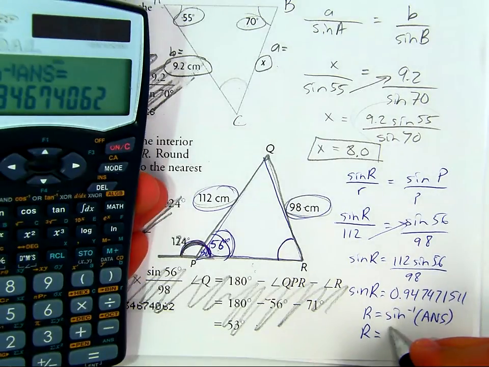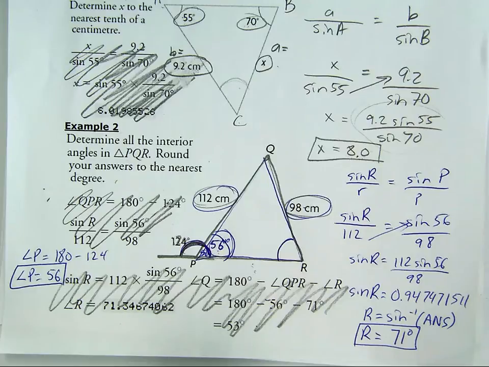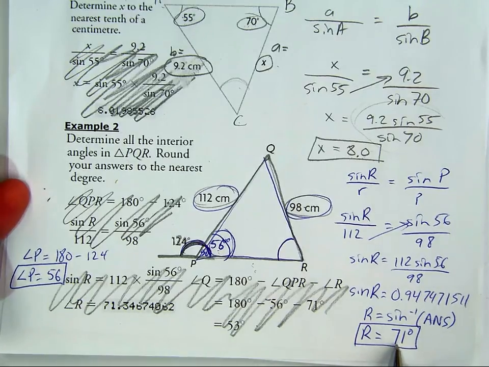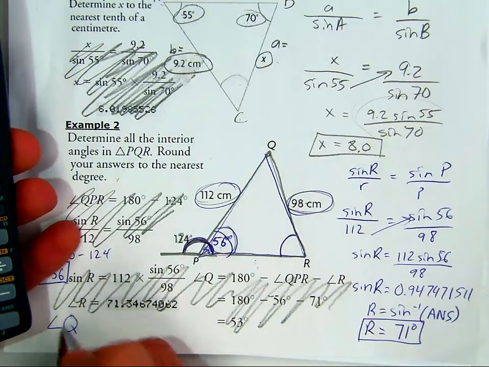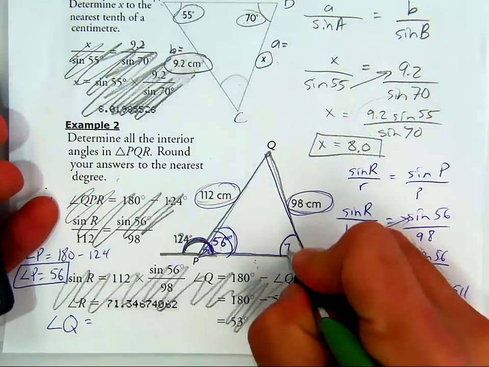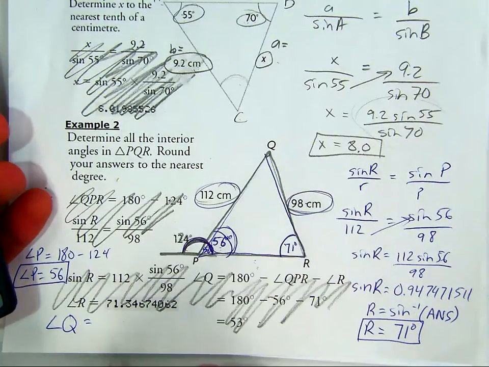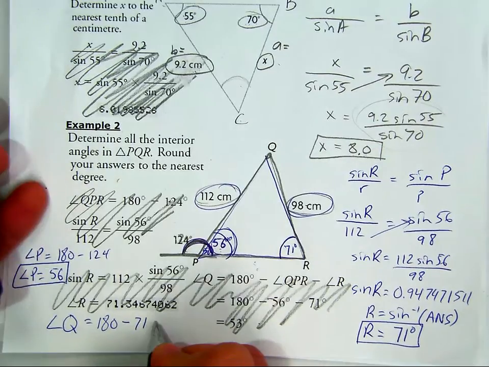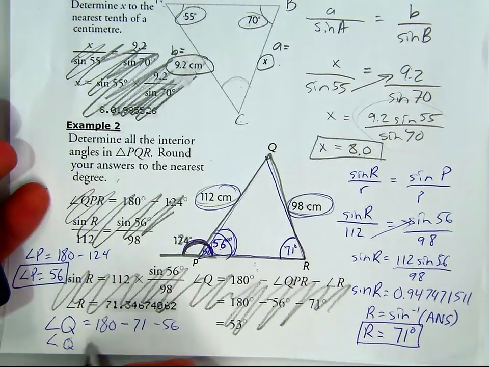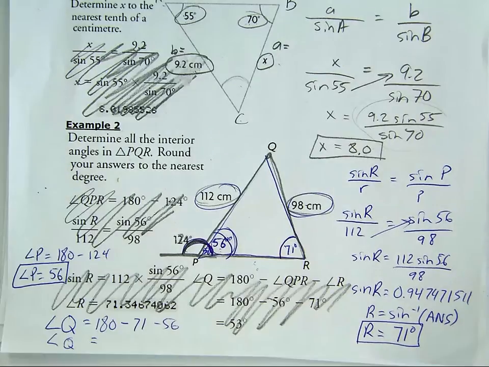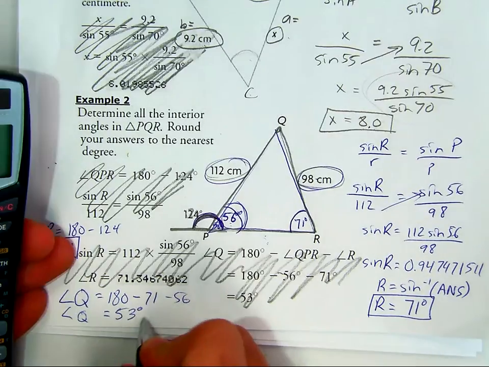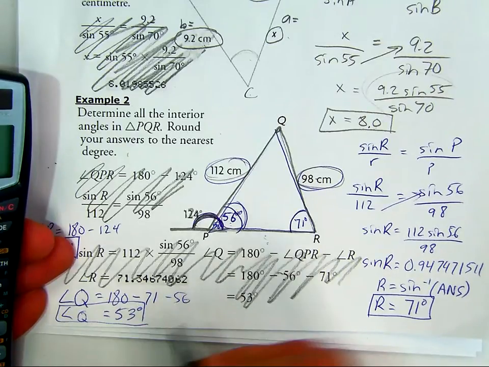Okay? So I now have that P is 56, I have R is 71. I can clearly find Q because, notice that all of the angles always add up to 180. So angle Q is going to be 180 minus 71 minus 56. Just remember to make sure that your calculator is in degrees, and to also make sure that you know how to use your calculator if it's a number 1 or a number 2. And so when you subtract these, I get 53 degrees. So angle Q is 53 degrees. Okay?